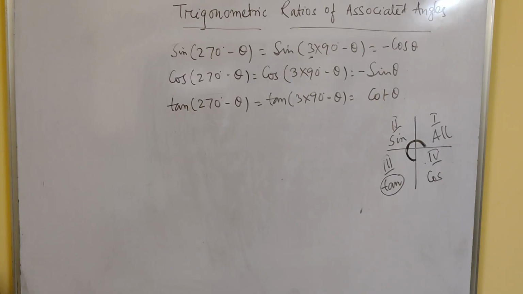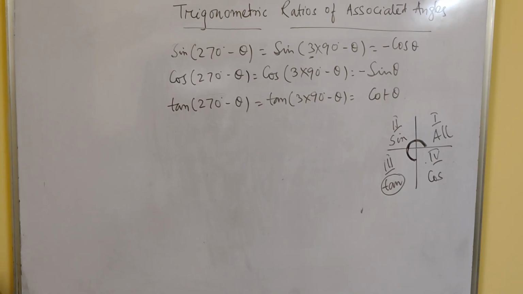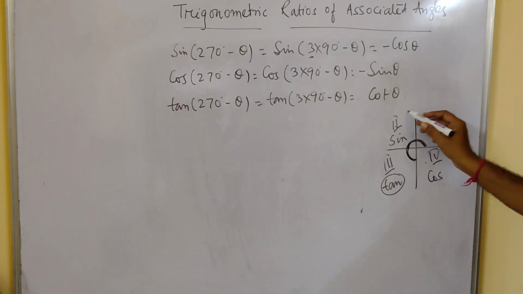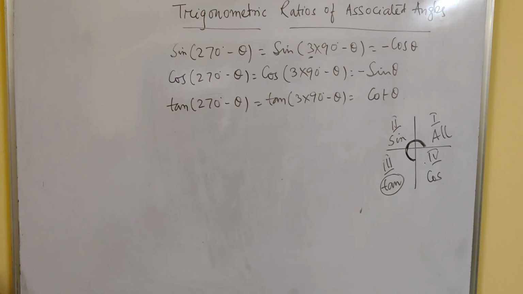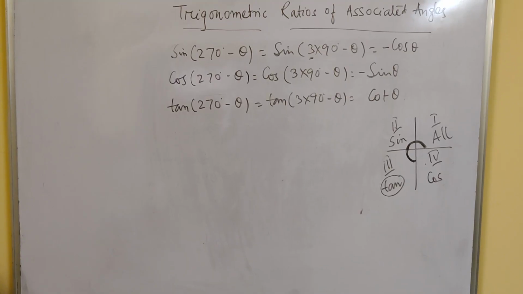So first we have to check the multiplier which is multiplied with the 90. If it is an even number, then the particular angle remains unchanged. If it is an odd number, then it changes to the corresponding angle. Means sin becomes cos, cos becomes sin, sec becomes cosec, cosec becomes sec, tan becomes cot, and cot becomes tan. Okay, then we have to find the sign of the angle, that is from these four quadrants, all, sin, tan, cos, in which particular quadrant the angle lies, then we will find the sign of that particular ratio.